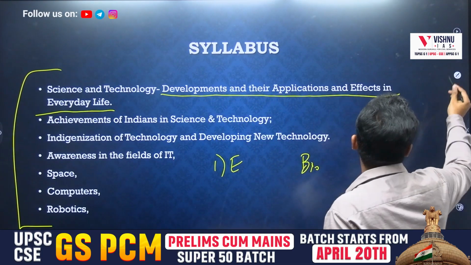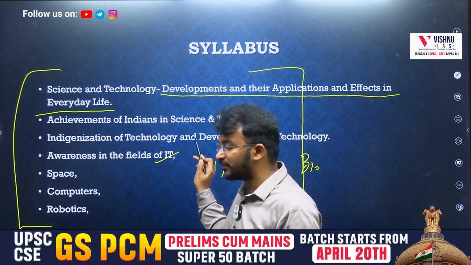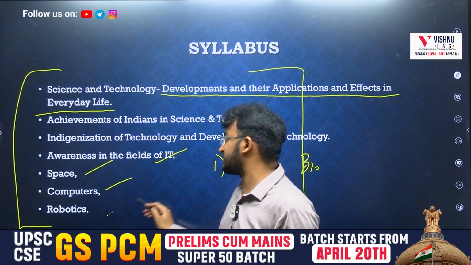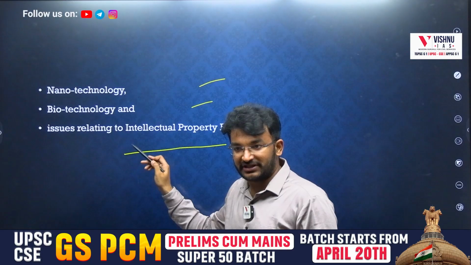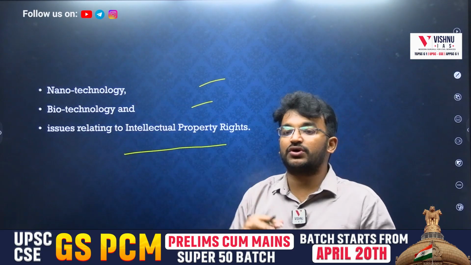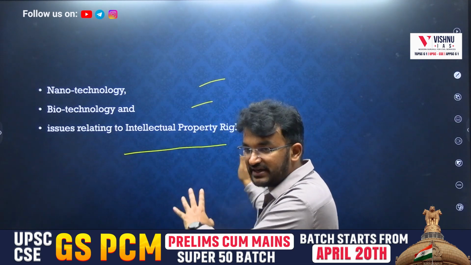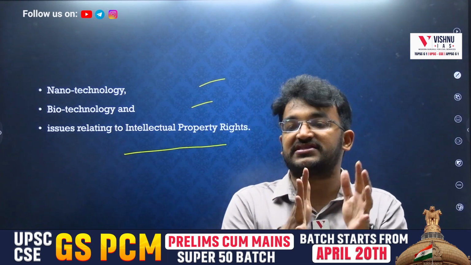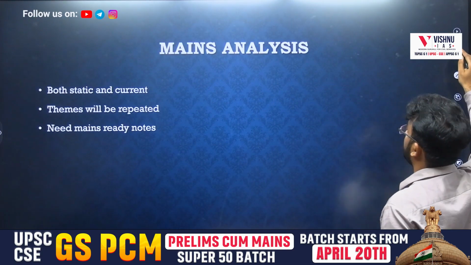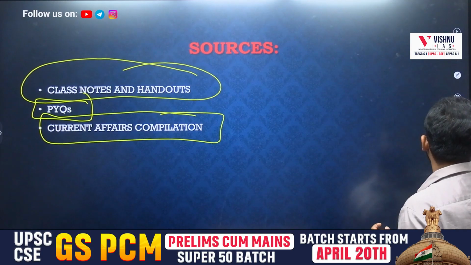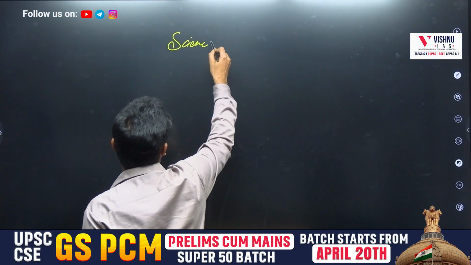Okay. Next, see, these are the syllabus keywords directly mentioned in the syllabus. We need to have awareness about information technology, space, computers, robotics, nanotechnology, biotechnology, intellectual property rights. Now we had already seen in our 12 modules. So how I had crafted this is that after looking at all the syllabus contents and the PYQs, I had submerged all these things into 12 modules so that it will be easier.